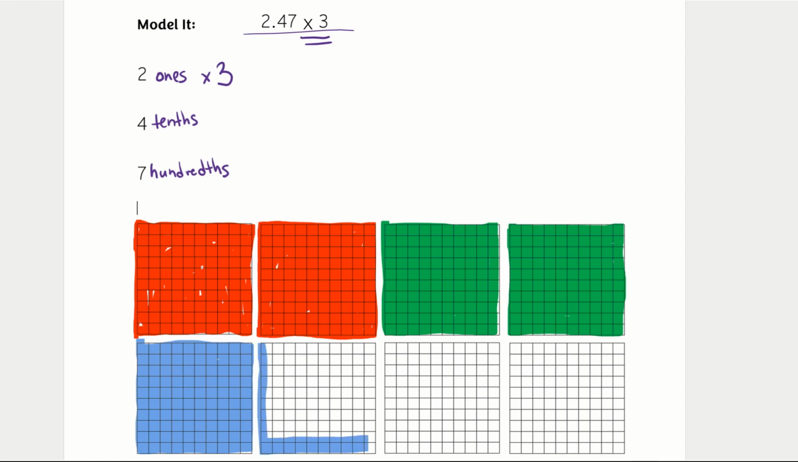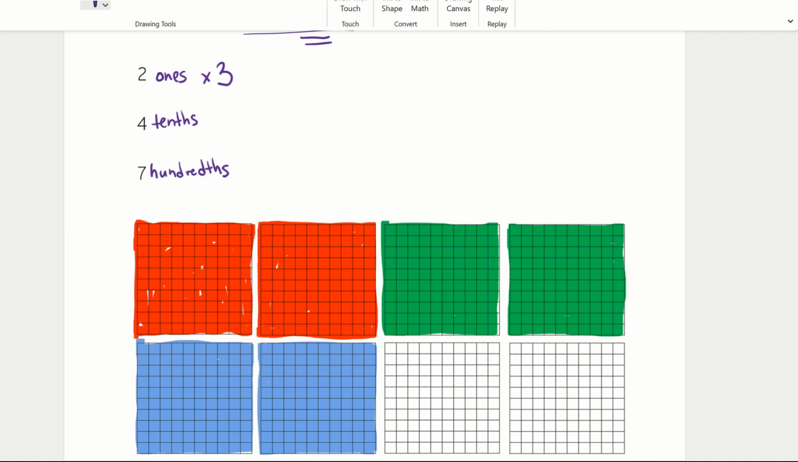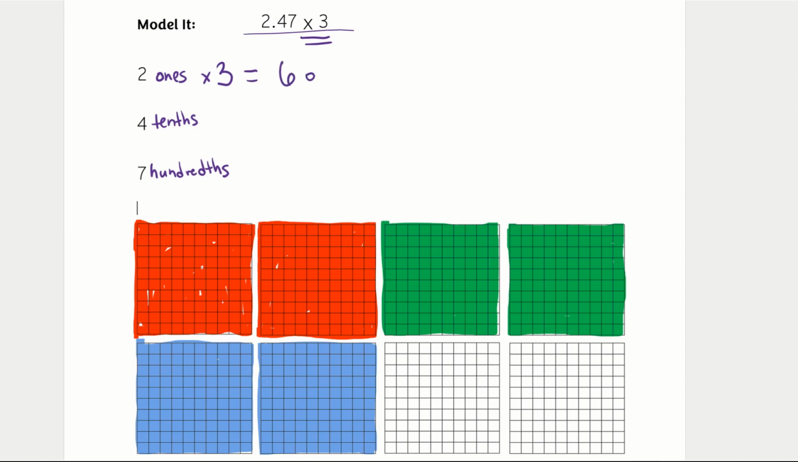And 3. So now I did 2 1s times 3. If I put that together, I can quickly see that I have 1, 2, 3, 4, 5, 6 1s filled in. So 2 1s times 3 equals 6 1s. Let's move on to the next piece of this number.